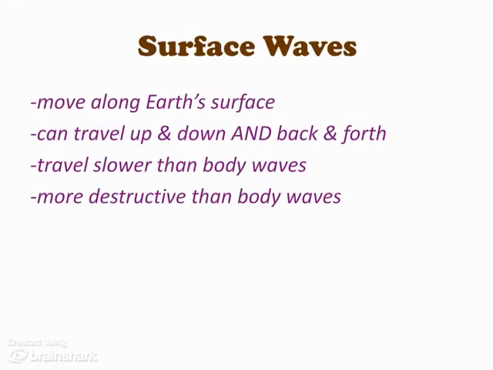The second kind of wave are surface waves. These happen along the top of the earth on the surface, and they can move rock in all directions, up and down and back and forth. They move a little bit slower, but these are more destructive because, think about it, on the surface is where all of our buildings are and our people live.